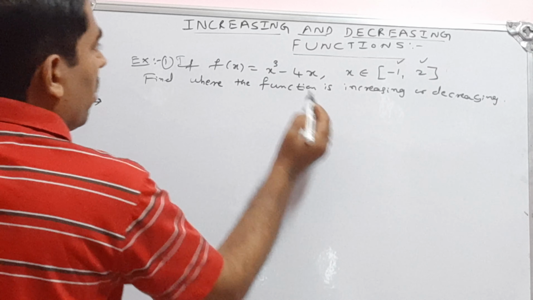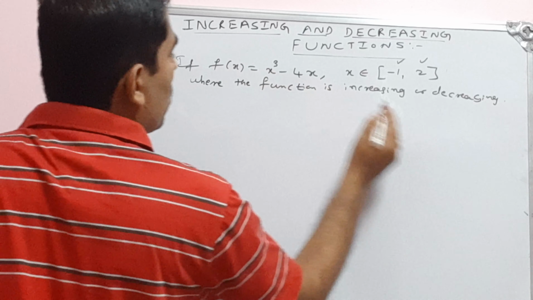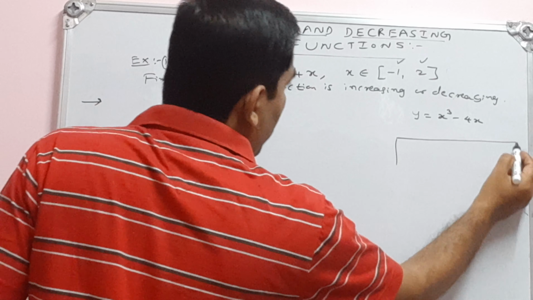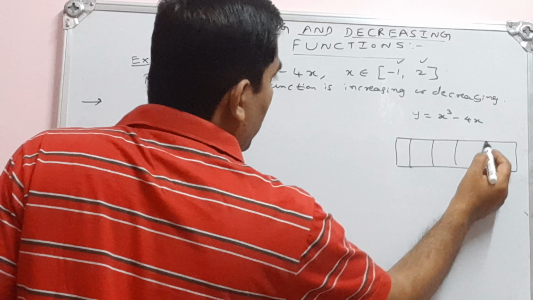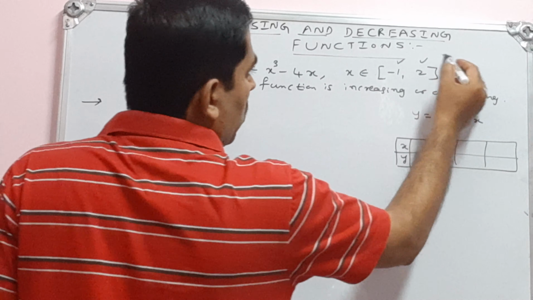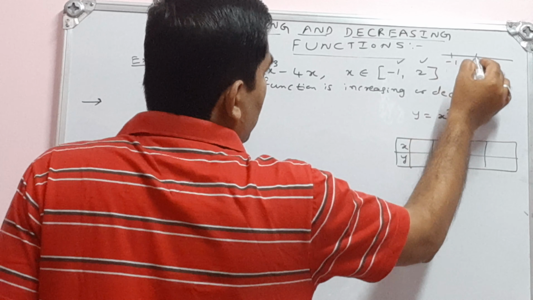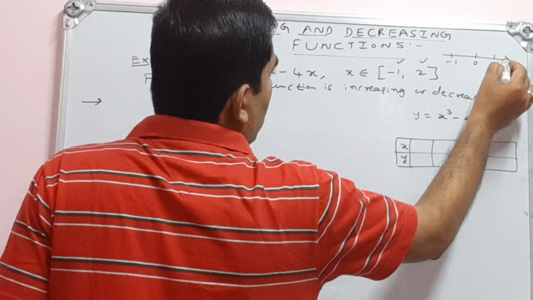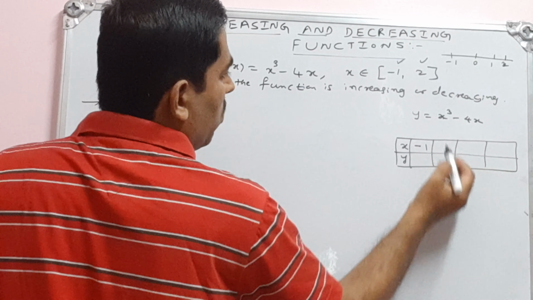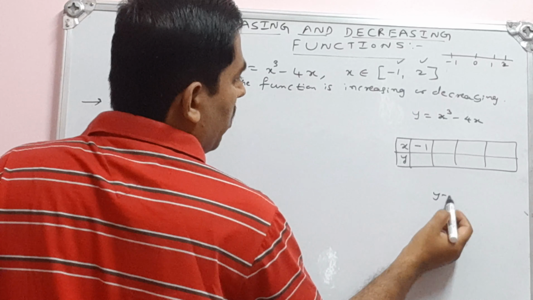Let us first draw the graph here. Given f of x is equal to this, f of x means y. So y is equal to x cube minus 4x. Let us give some values and draw the graph of this function. x, y. This is minus 1, 0, 1, 2. Let me include this minus 1. If x is equal to minus 1, then y is equal to minus 1 whole cube minus 4 times minus 1, that is minus 1 plus 4, which is 3. So if x is minus 1, the value of y is 3.